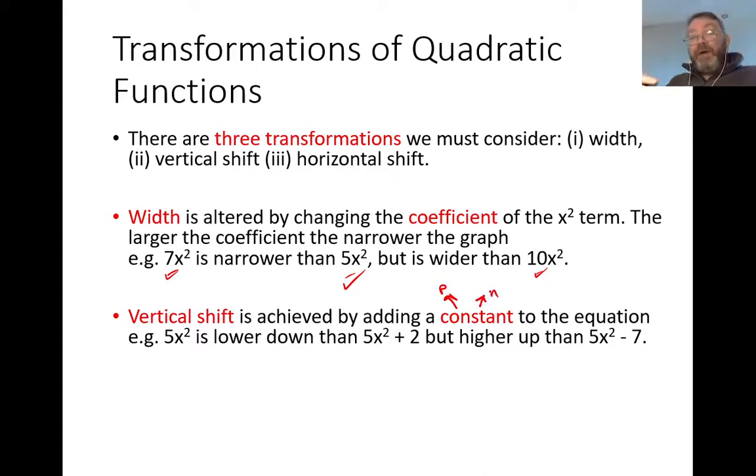So you can add a positive. If you add a positive constant, it moves upwards. If you add a negative constant, it moves downwards. So vertical shift is achieved by adding a constant to the equation.